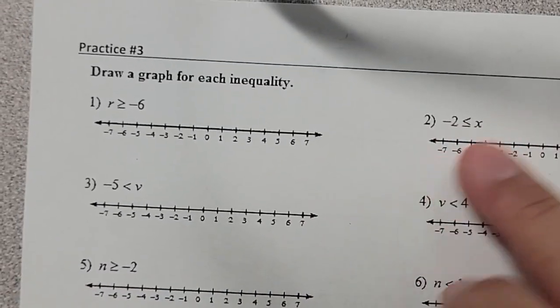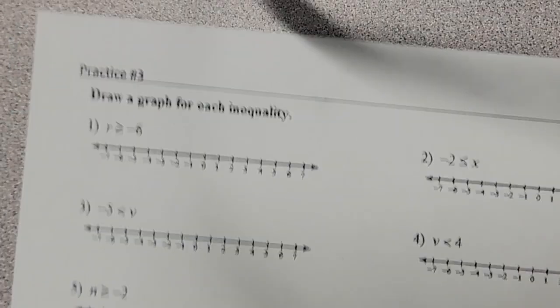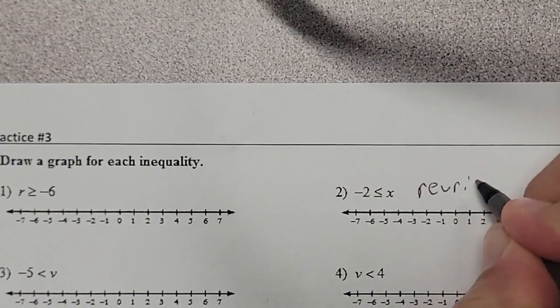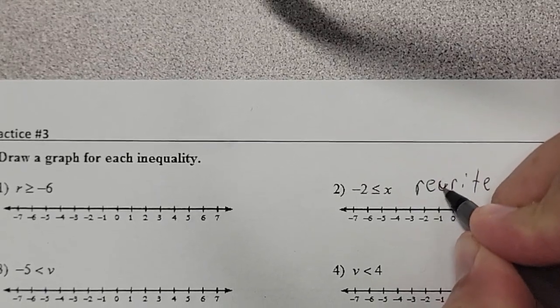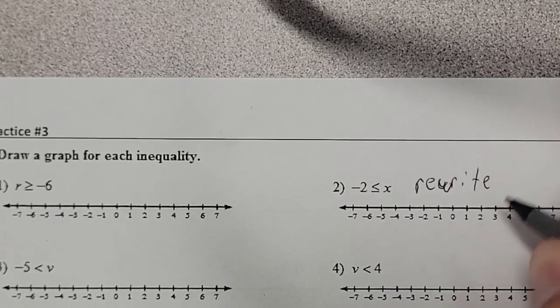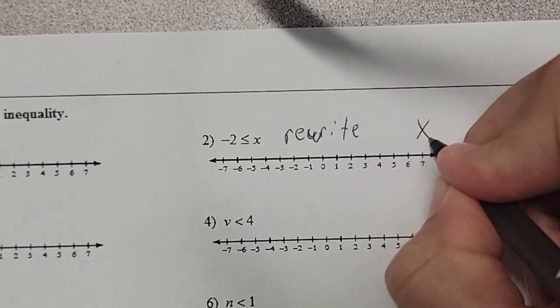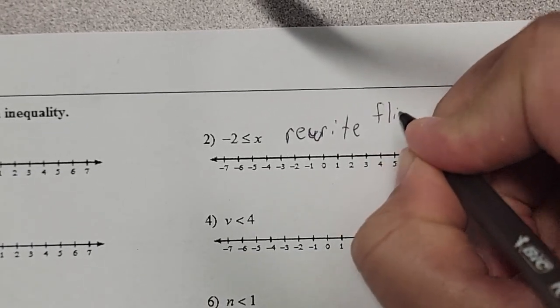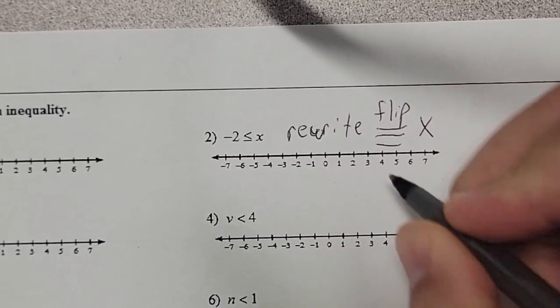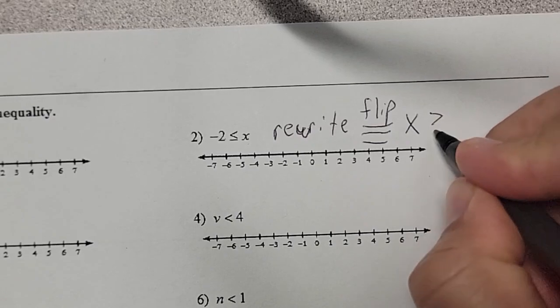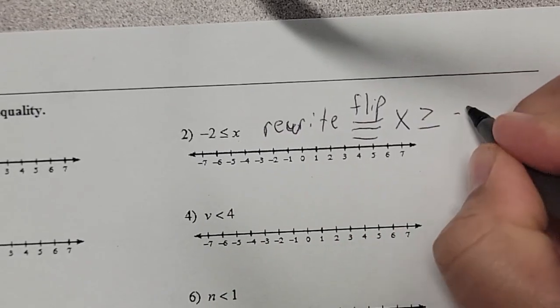Because now we have to be careful where the symbol is. So I need to switch this. I need to rewrite. And what I mean by rewrite is that I need the X to be on this side, so everything has to flip. Okay, rewrite, and you gotta flip it. So the X goes this way, the sign flips like this, and then the -2.